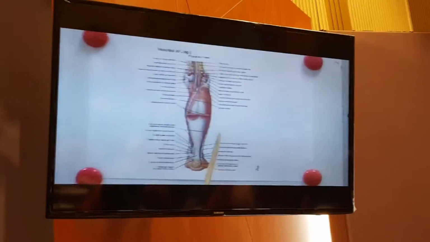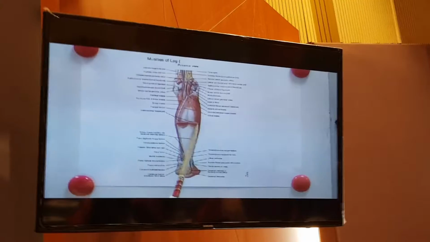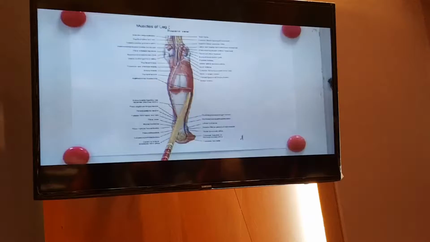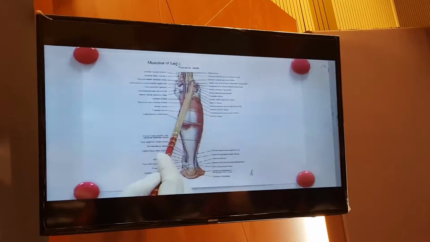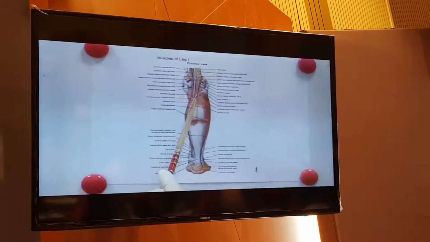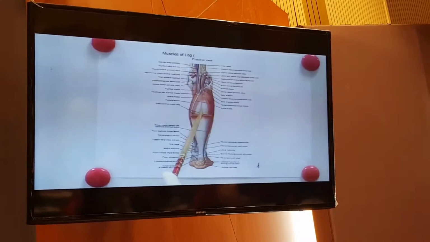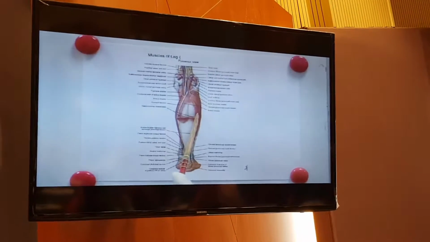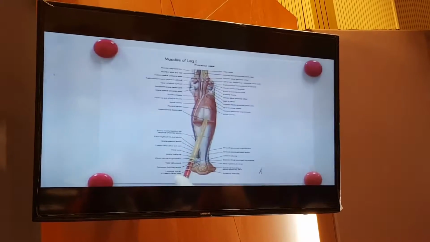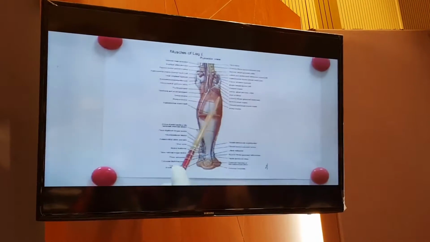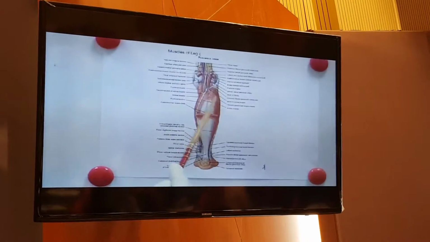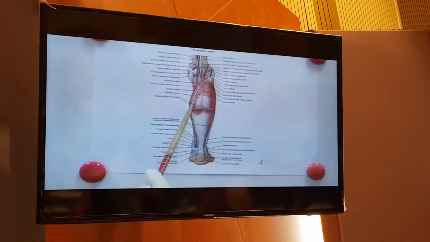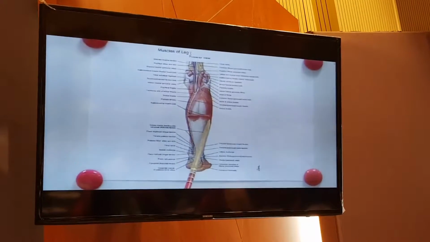If you see here very carefully, the most superficial muscle in the posterior group is the gastrocnemius muscle. Deep to that one, we have the plantaris muscle with a long tendon, and deep to that one is the soleus muscle. So in the posterior compartment, this is the superficial group. Very deep in the superficial group is your soleus muscle. Superficial to it is your plantaris muscle with a long tendon, and more superficial is the gastrocnemius muscle.